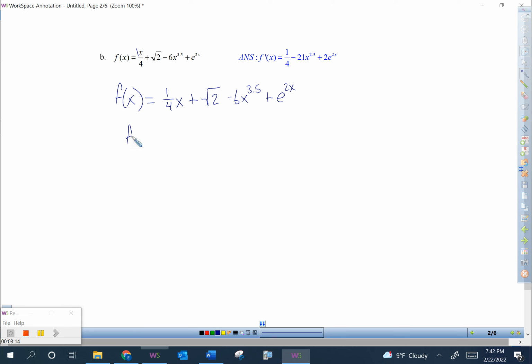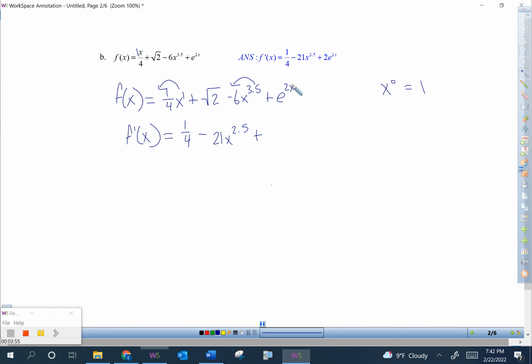Okay, so first part, when we're finding the derivative of this part, when we just have x to the first power, the 1 still comes to the front, but then when we decrease this by 1, it becomes x to the 0 power. Anything to the 0 power is 1, so the x portion goes away. Okay, so we're just going to have a constant left over. So that's our 1/4. Second part is just a constant, so that goes away. It's just 0. Next part, 3.5, we're going to multiply to the front, so that's negative 21. And the 3.5 decreases by 1 to 2.5.